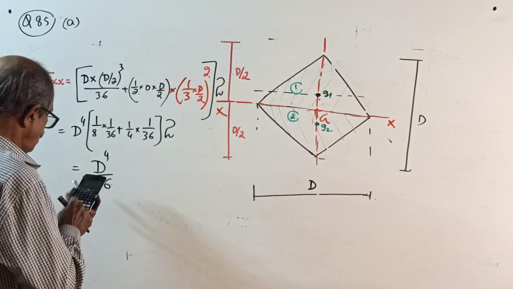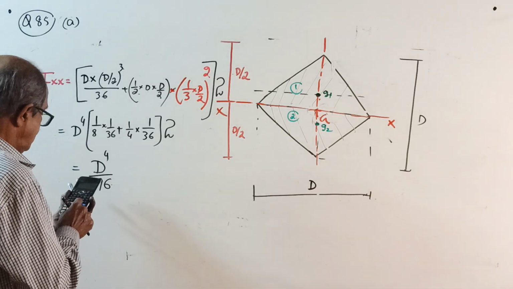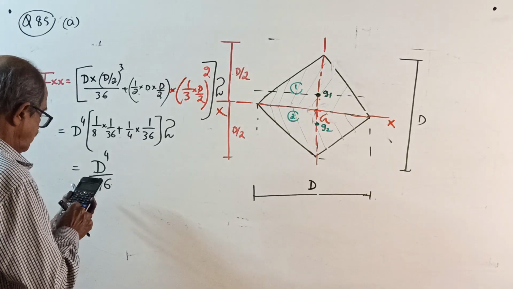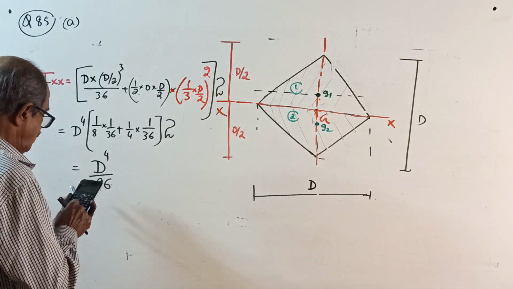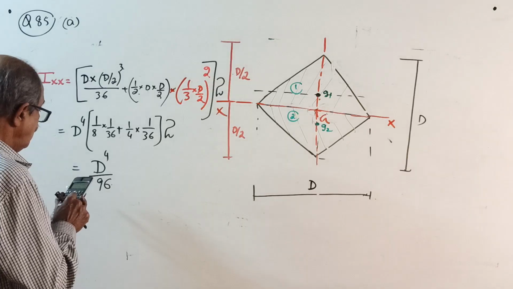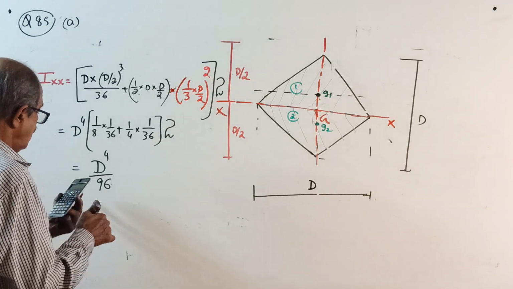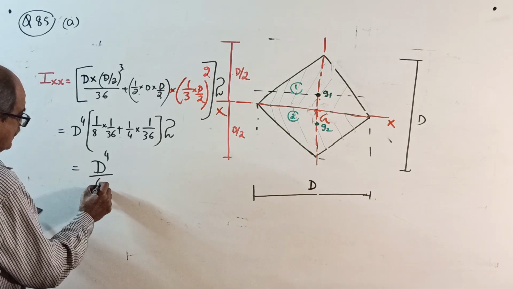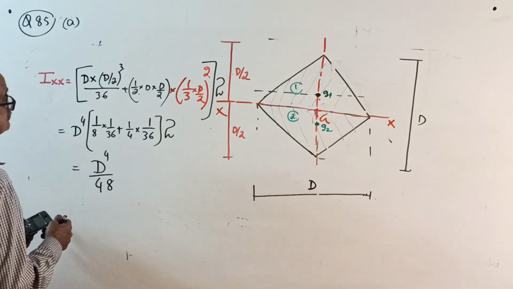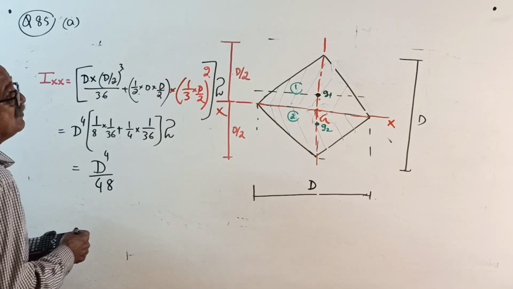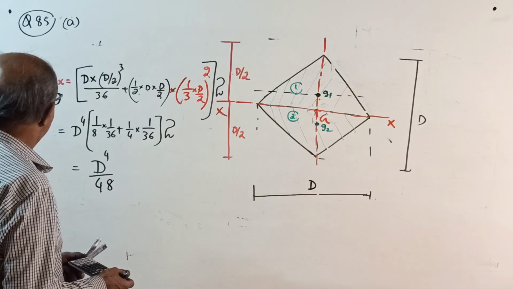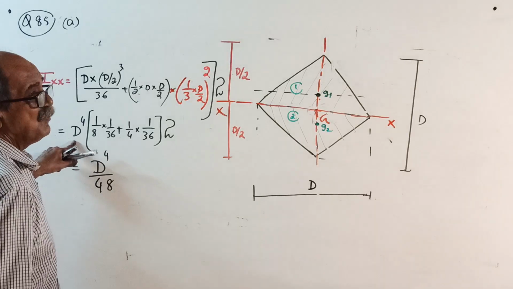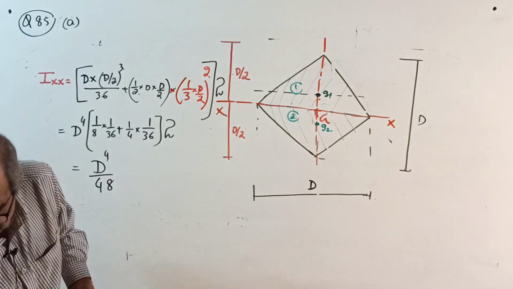Into 2 I made? No, I forgot now. 1 by 8 into 1 by 36 plus 1 by 4 into 1 by 36, into 2, is D power 4 by 48. Correct answer? D power 4 by 48. Okay. That is the answer.